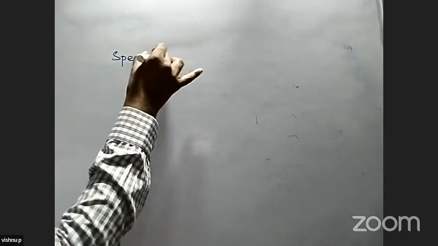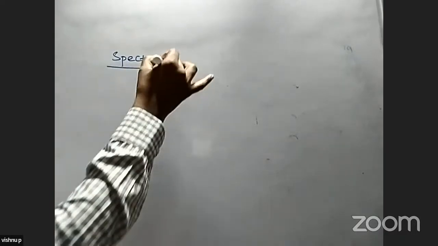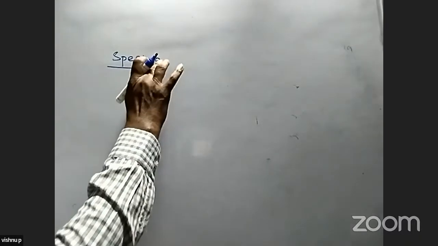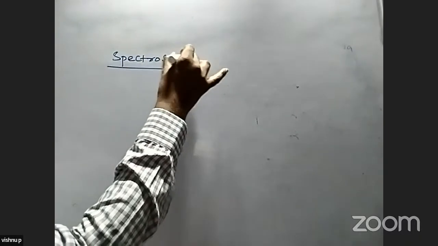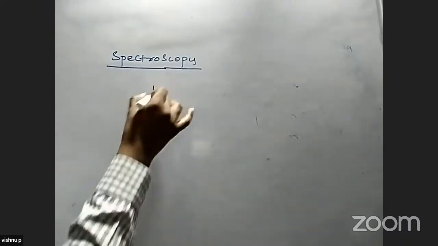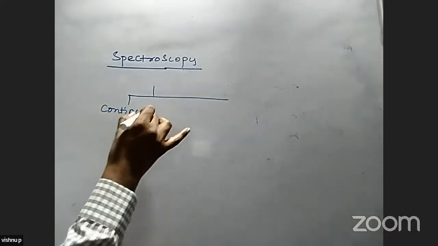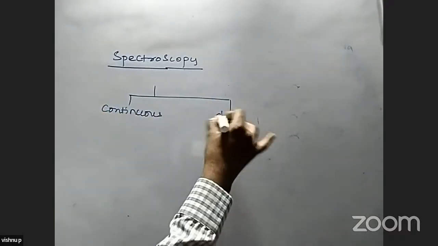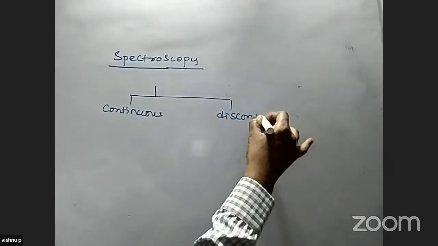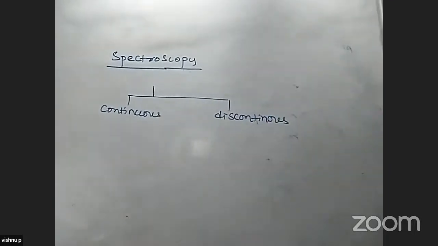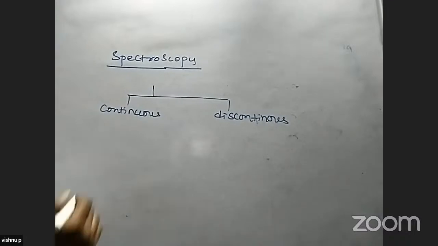Spectra is the arrangement of different lines on a photographic plate in decreasing order of frequency or increasing order of wavelength. To record the spectra of an atom or molecule, we use an instrument called a spectroscope. Spectra are divided into two types: one is called continuous spectra, and the second is called discontinuous spectra.